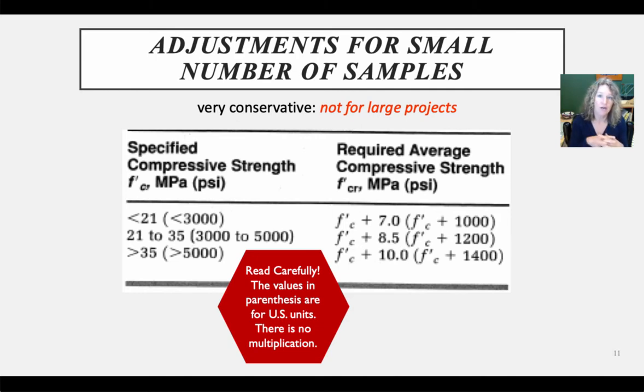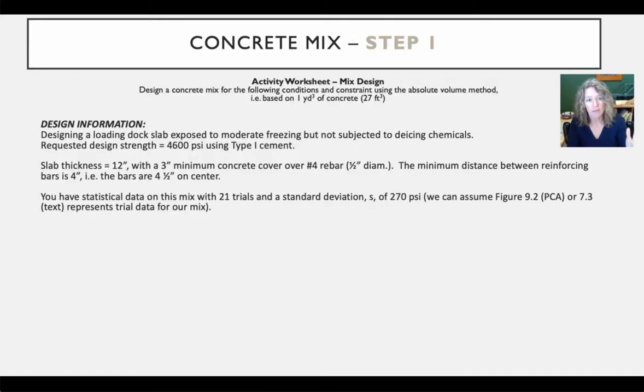So you can imagine how much more cement, aggregate, everything that we're going to need. So this is not a sustainable or economical method. If you're doing very large projects, you wouldn't want to do this. It would be more cost effective and more sustainable to do 21 test batches, try stuff out, get the mix you want, and then design it. So let's look back at our project.